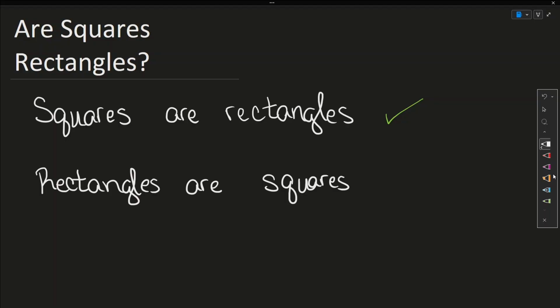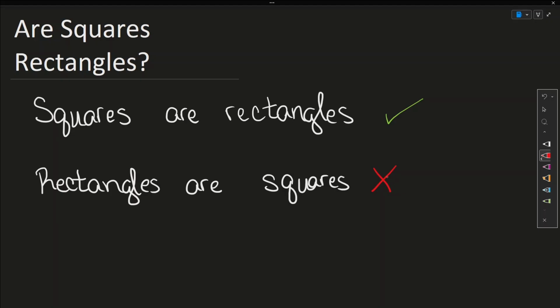Now, let's look at the other statement. Rectangles are squares. Is this true? No, this statement is not always true. Why not? Because not every rectangle has 4 equal sides. A rectangle only needs 4 right angles. Some rectangles are long and narrow. They are still rectangles, but they are not squares.